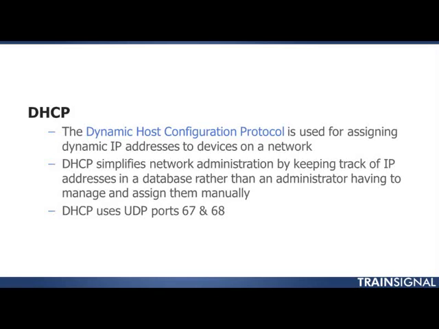DHCP stands for the Dynamic Host Configuration Protocol. It's used for the assigning of dynamic IP addresses to devices on a network. That's it. DHCP simplifies network administration by making it dynamic. Super simple. DHCP uses ports 67 and 68. Very important to know that. UDP ports 67 and 68. Not just because I've mentioned it with all the other protocols. You have to know these ports.